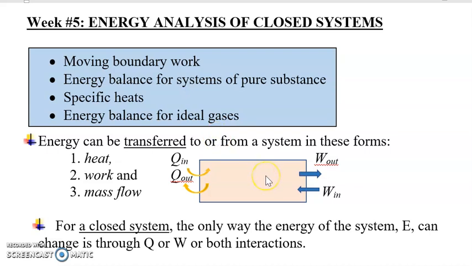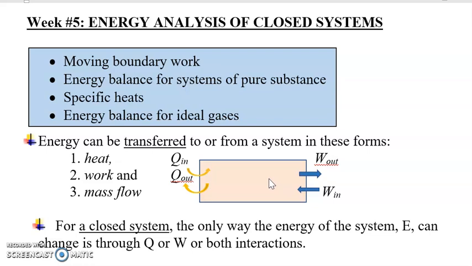This is the fourth part of the module of the engineering science course for the second part of the semester. The module covers energy analysis of closed systems, and involves moving boundary work, energy balance for systems of pure substance, specific heats, and energy balance for ideal gases. This is the first part of this module.